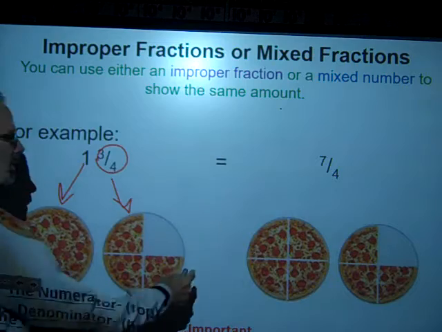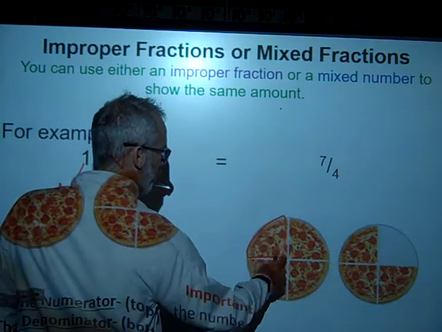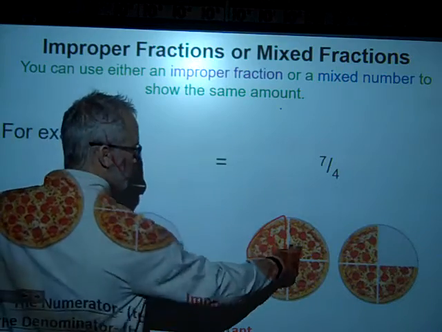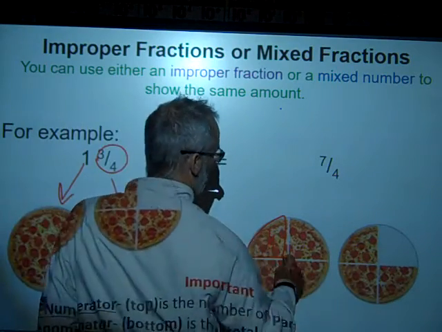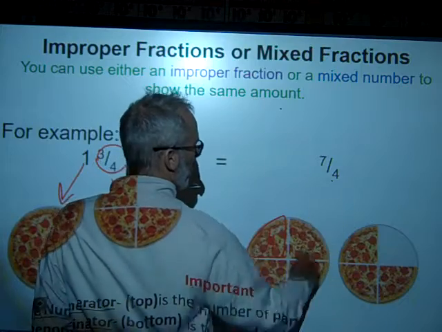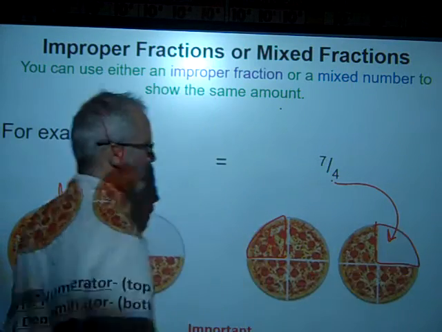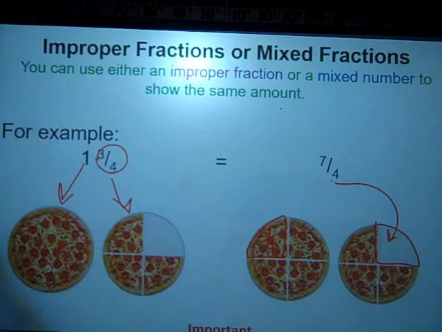But over here, each piece is worth a fourth. So that's my unit fraction, fourth. How many fourths do I have? I've got 1, 2, 3, 4, 5, 6, 7 of them. So I have 7 fourths. And a fourth is that piece right there. That's what I'm counting, that shape. I've got 7 of those fourths. All right?